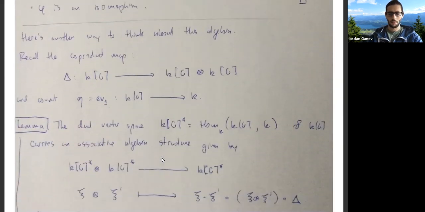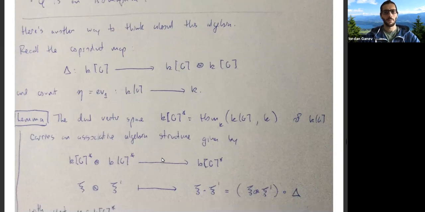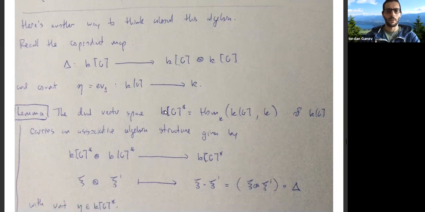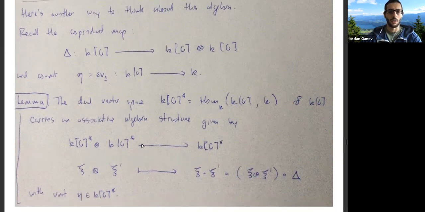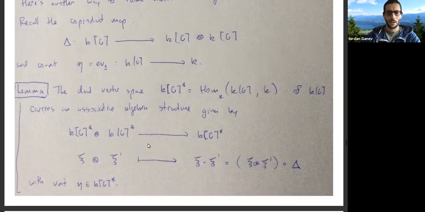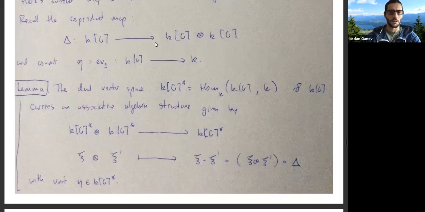And then I presented a different way to think about this Lie algebra. So we have the coproduct map on the affine algebra, and the coproduct map gives the affine algebra the structure of a coalgebra. And the dual of the affine algebra, so just all linear functionals on the affine algebra, has an associative algebra structure just by taking duals, precomposing by the coproduct map on the affine algebra.